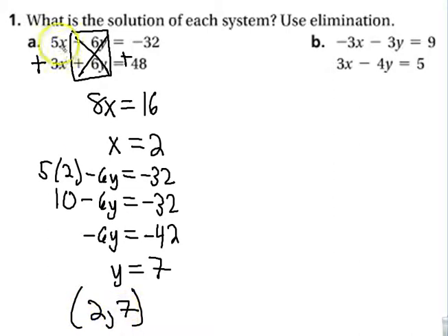Remember, you can check that by plugging it in. 10 minus 42 is negative 32. 6 plus 42 is 48. Right? Try that one.